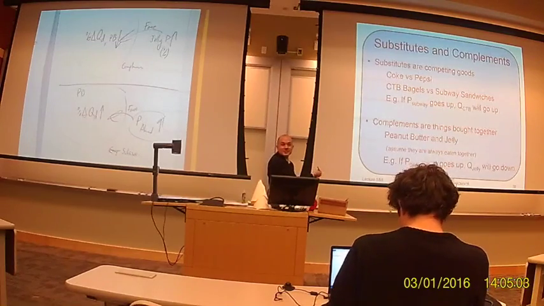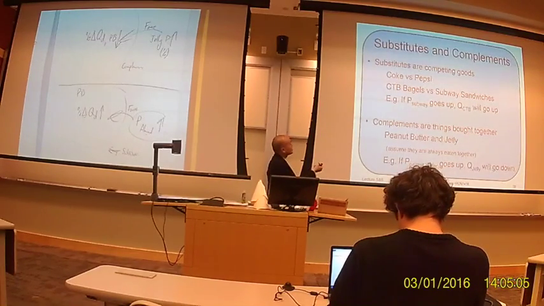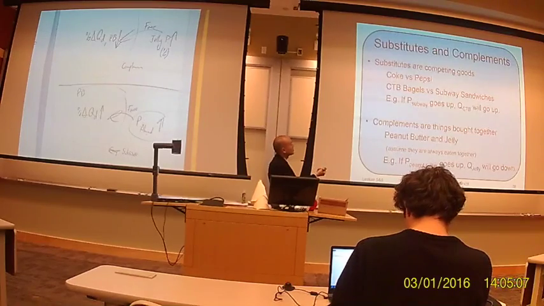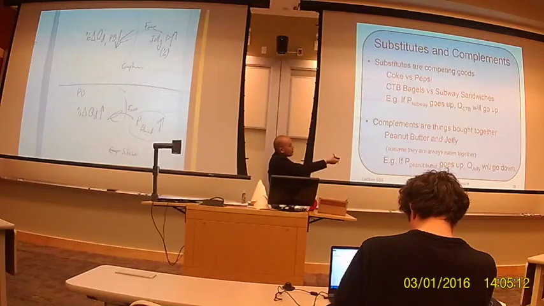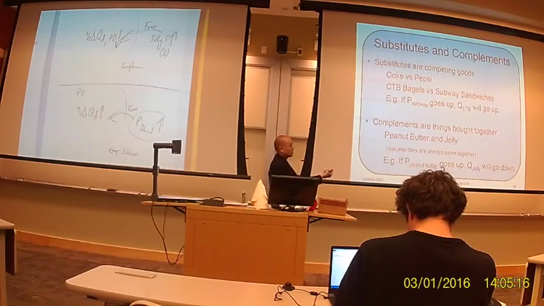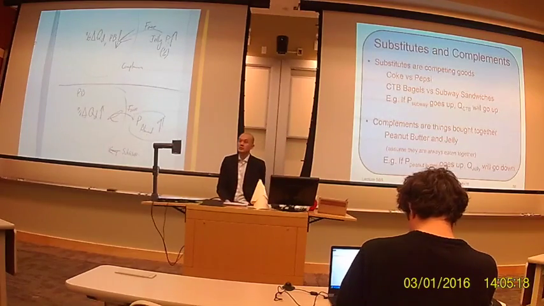So this is the same thing. Coke versus Pepsi, CTV bagels versus Subway sandwiches, competing goods. You raise the price of Subway, more people go to CTV. But peanut butter and jelly, if the price goes up for peanut butter, the quantity of jelly will go down.